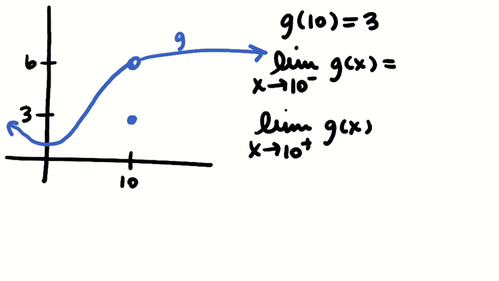remember, the closer we get to 10 from, let's just say from the right, from the positive side, the closer we get to 10, as I'm tracing along here, the closer y is getting to 6. So that's why we say that the limit of g of x as x approaches 10 from the right side is equal to 6. Now I could make the same argument from the left side. The closer you get to 10 from the left side, the closer y gets to 6. Okay. And since these one-sided limits both agree, we can say that the limit as x approaches 10 of g of x is equal to 6.